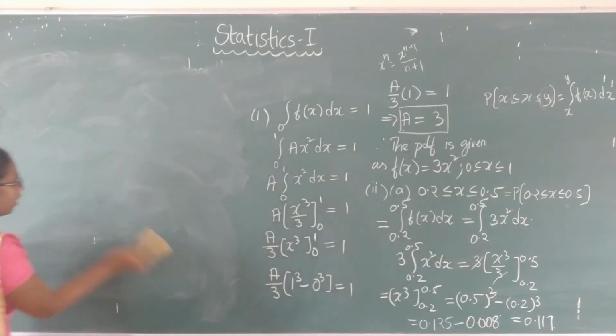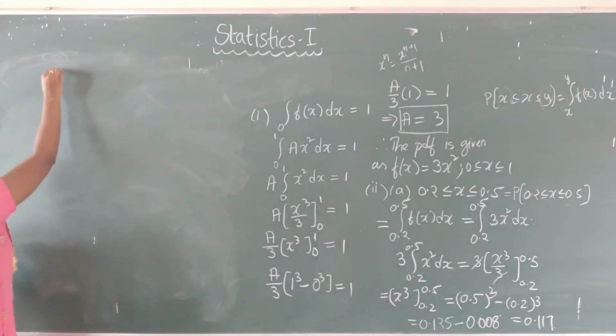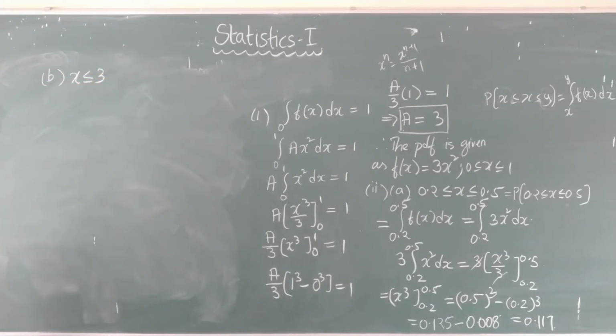So how will you find x less than 3? The second bit is x less than or equal to 3. Up to 3 we have to find the probability. So the probability of x less than or equal to 3 means we have the upper limit 3. But for integration, we want the lower limit also, right?